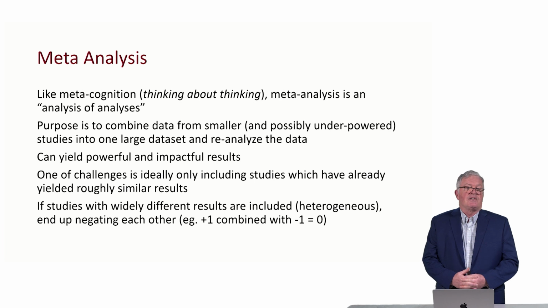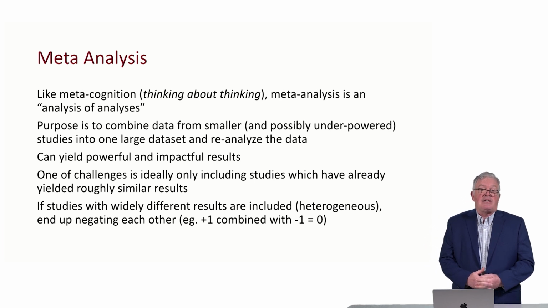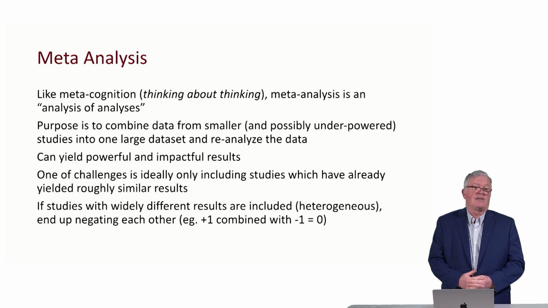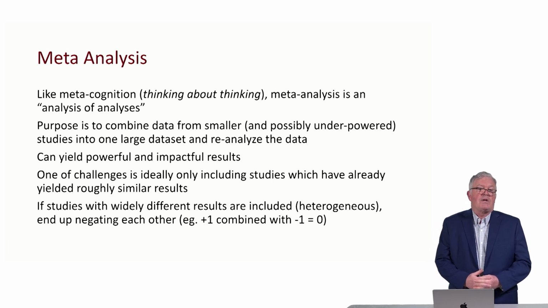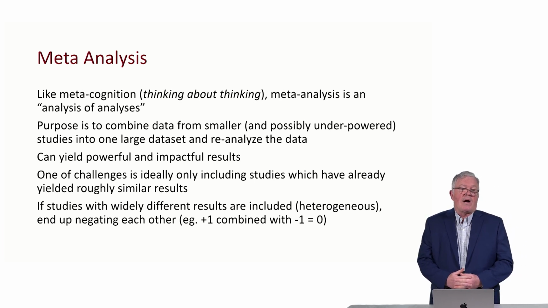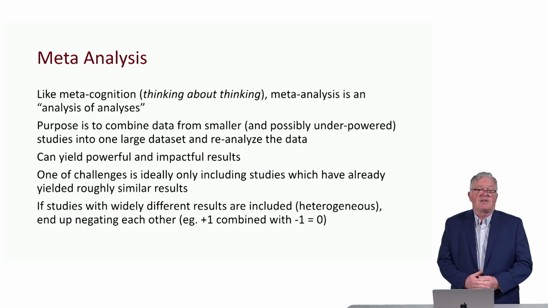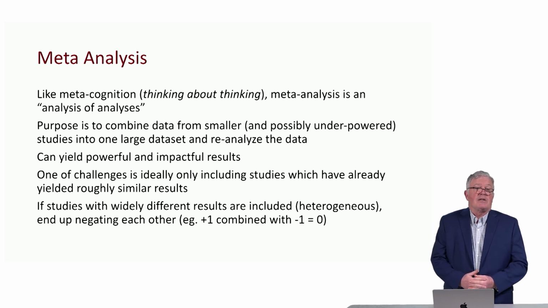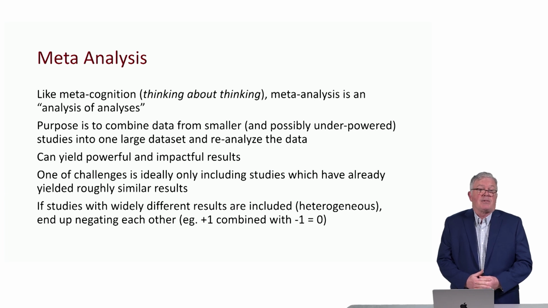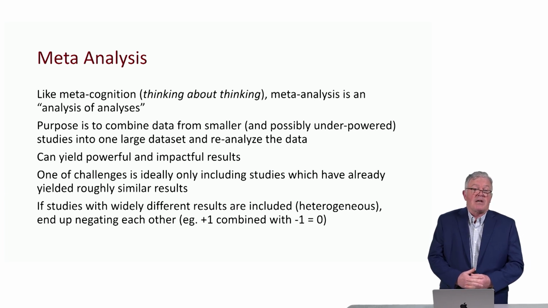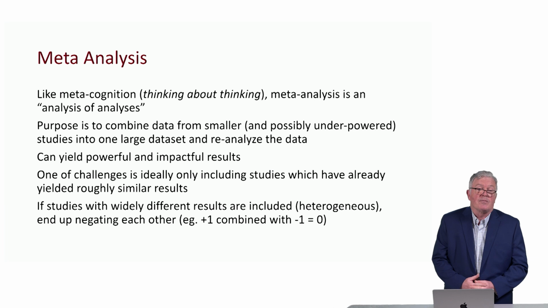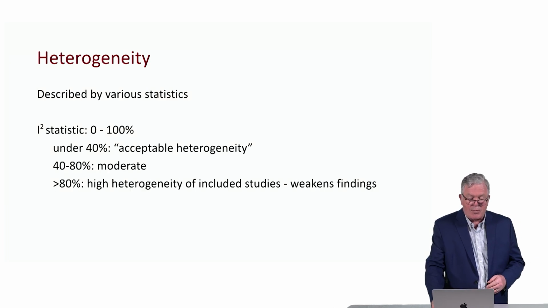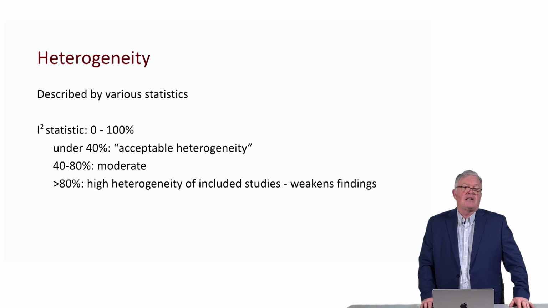One of the challenges is ideally we would like to only include studies which have already yielded roughly similar results. As you can imagine, if we are including studies with widely divergent results, so very heterogeneous outcomes, they end up negating each other. For example, +1 combined with -1 just yields 0. So heterogeneity is an important concept in meta-analyses.